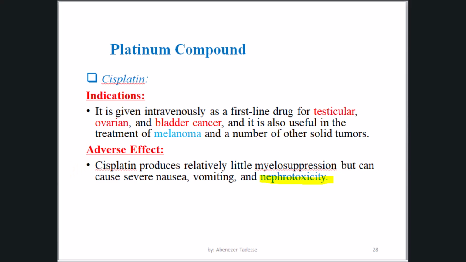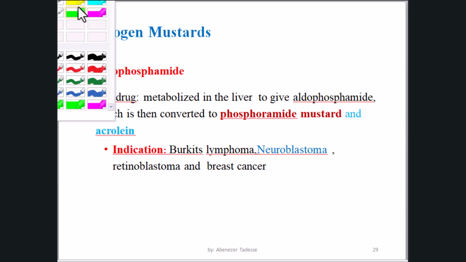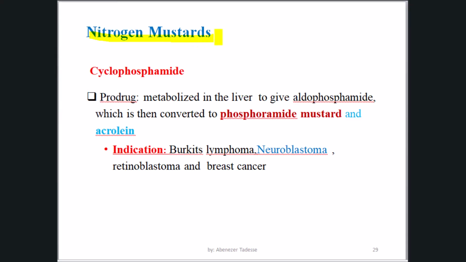The other one is nitrogen mustards, which include cyclophosphamide. Cyclophosphamide is a prodrug. It needs metabolic activation once it enters the body, especially by the CYP450 enzyme, to give aldophosphamide. Aldophosphamide is not the active agent that gives the therapeutic effect, but it needs further metabolism to give the phosphoramide mustard as well as acrolein.